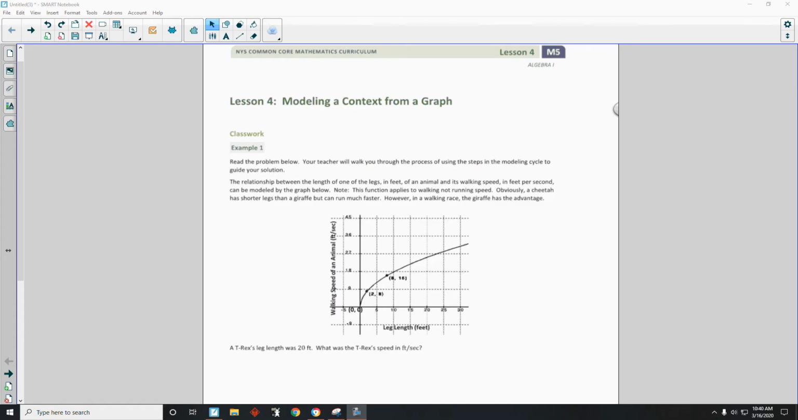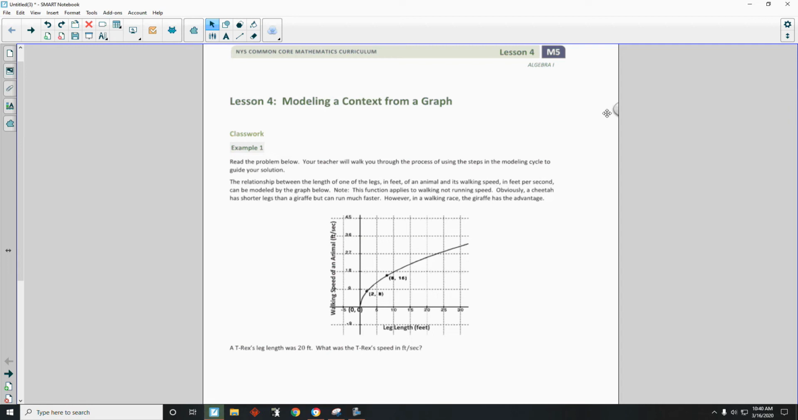Okay, welcome to Lesson 4. This is modeling a context from a graph. So the first thing I'm going to do is read example 1, and it says read the problem below. Your teacher will walk you through the process of using the steps in the modeling cycle to guide your solution.